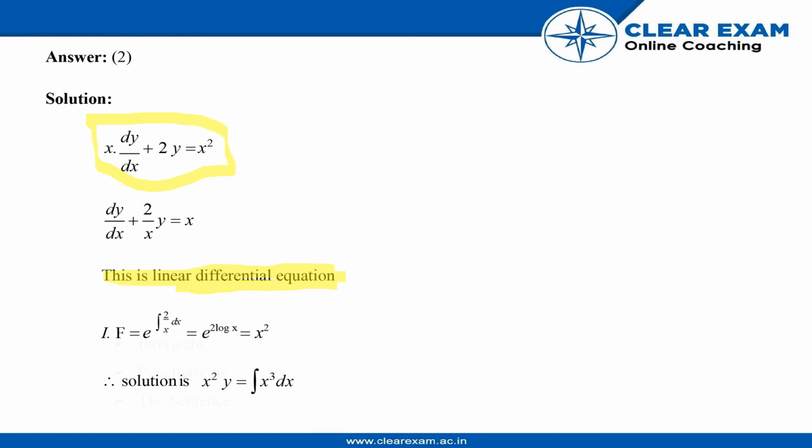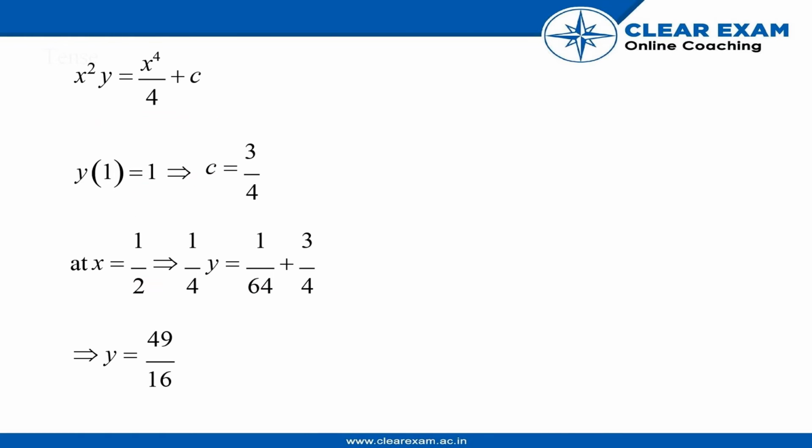Now we know that the integral of x to the power n is x to the power n plus 1 upon n plus 1, which we do here. So it gives us x square y equals x to the power 4 upon 4 plus c. This comes from n plus 1, 3 plus 1, because initially we had the integral of x cube dx. So it gives us x to the power 4 upon 4 plus c.